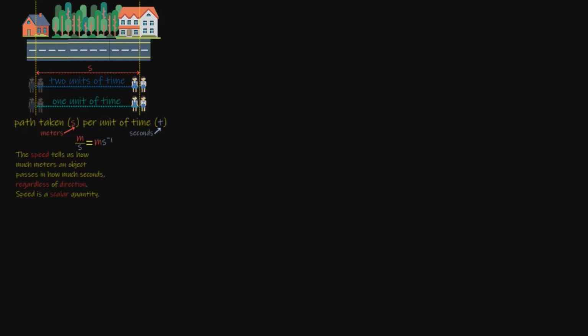Let's observe that motion again. If you take A to B 100 meters in 20 seconds, your speed becomes 5 meters per second. Similarly, if you take B to A 100 meters in 20 seconds, your speed is still 5 meters per second.